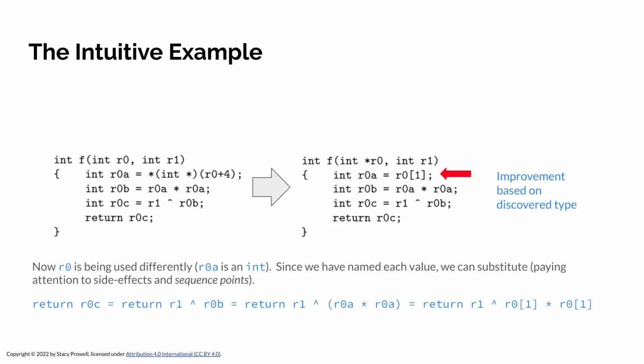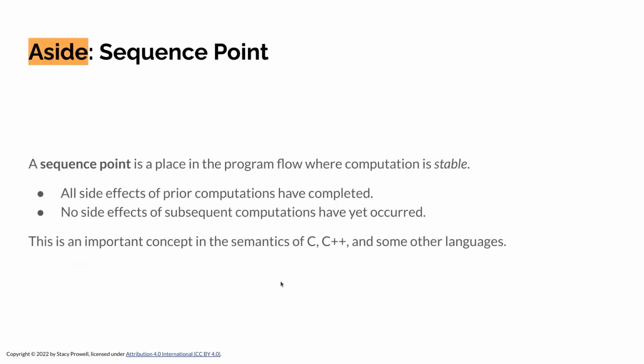Now, he does mention, so we have named each value. We can substitute, paying attention to side effects and sequence points. He mentions sequence points. What's a sequence point? A sequence point is a place in program flow where a computation is or should be stable. And what that means is all side effects of prior computations have completed. No side effects of subsequent computations have occurred. It's this idealized state, and you'll find it in the C standard and the C++ standard and other language standards as well. It's a place where we want everything to be well defined.